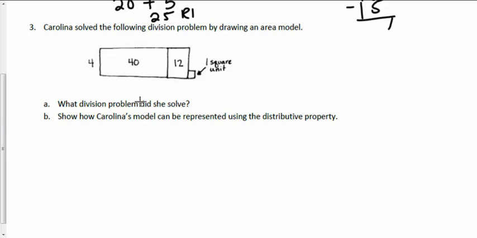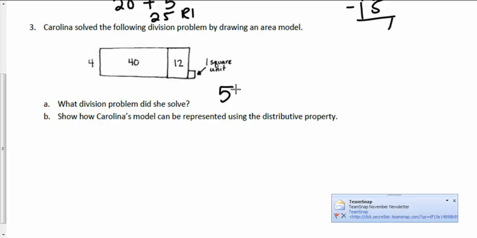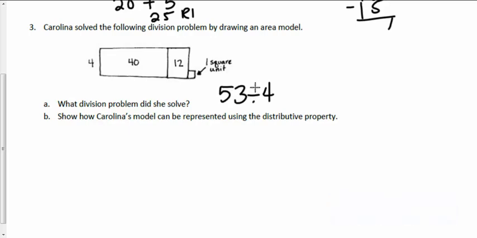All right, so the first thing I did was I had to look at the area of this rectangle. And I've got 40, and then I have 12, so that would be 52. But I see she has a remainder of 1, so that would actually be 53. So I've got 53 divided by 4. That would be the problem that Caroline solved.